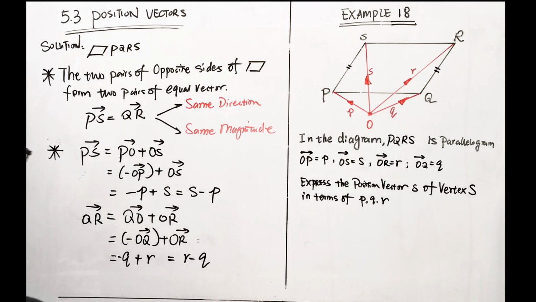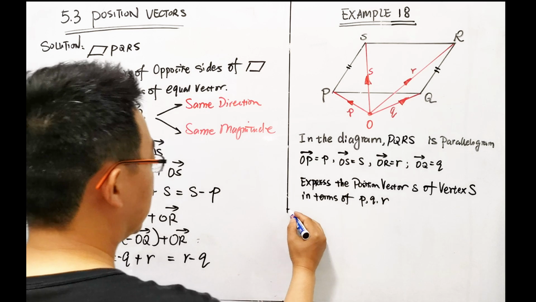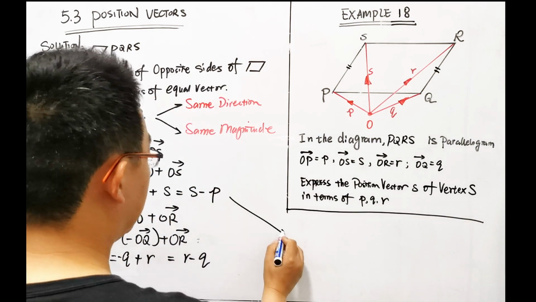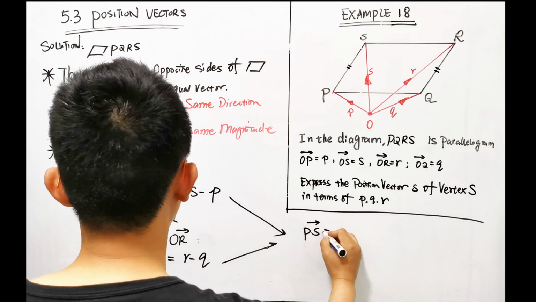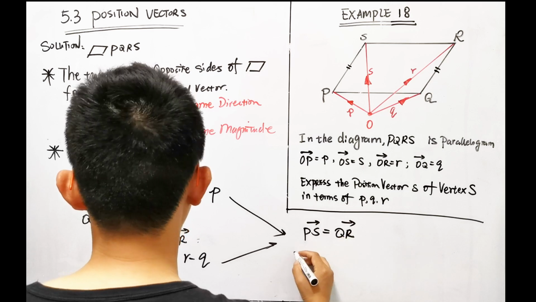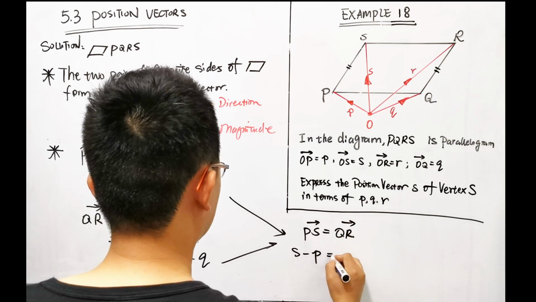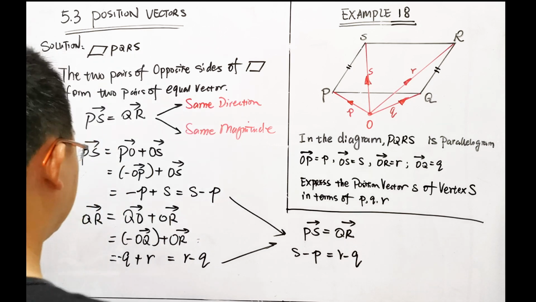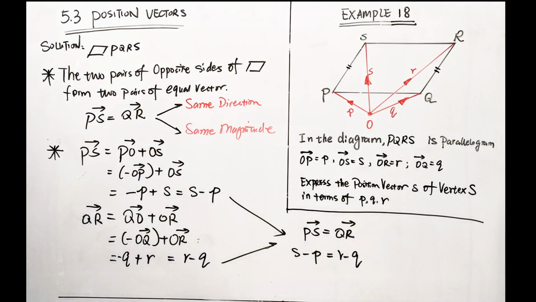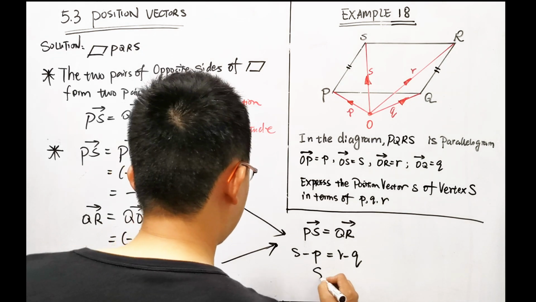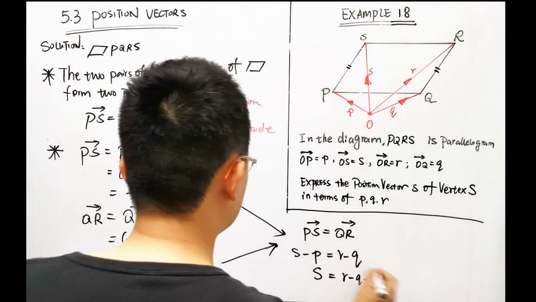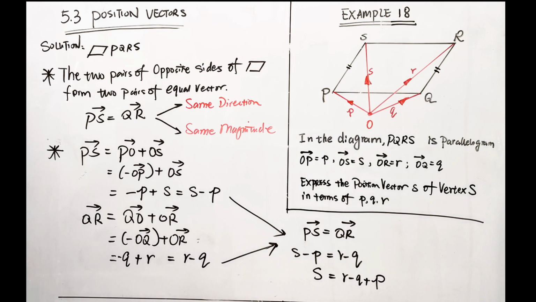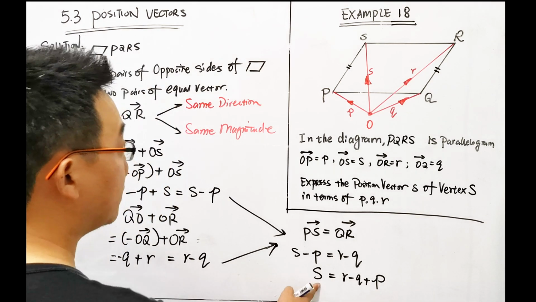Now we just continue from here. From here and here we come out with PS equals QR. So if this is the case, S minus P equals R minus Q, right? So we can come out with this. From here, S equals R minus Q plus P. Just bring the P over. So this is the answer.